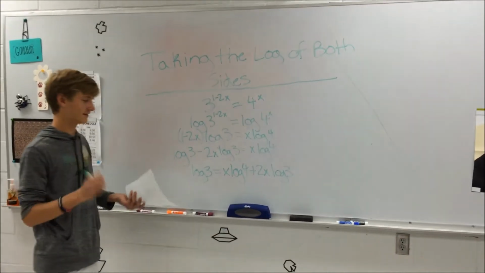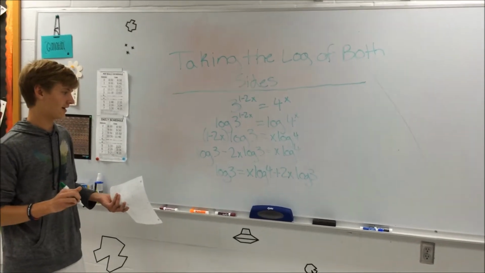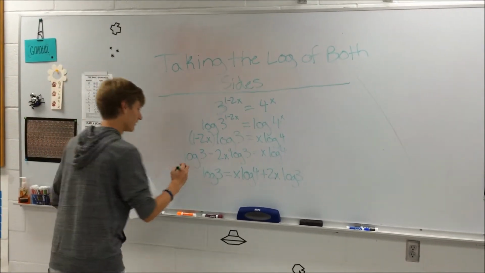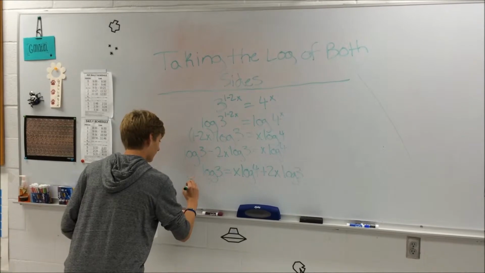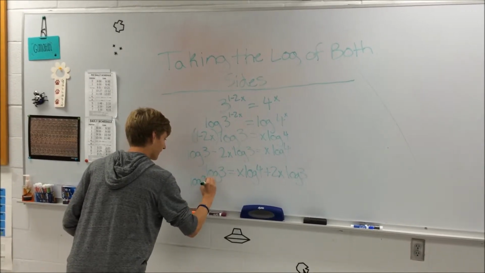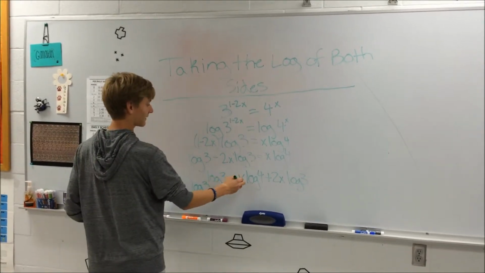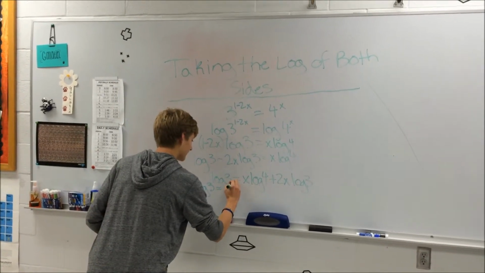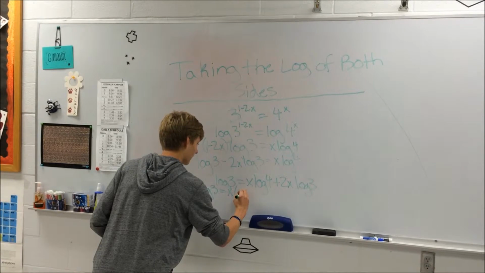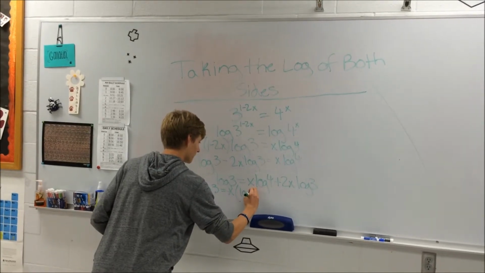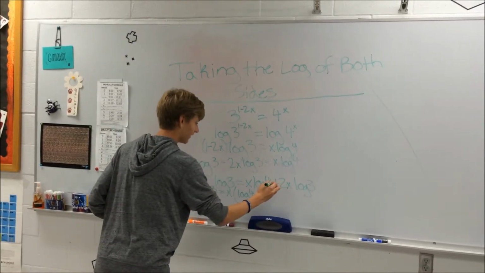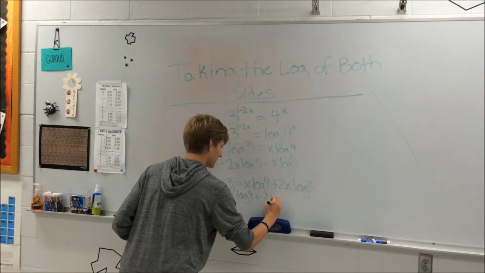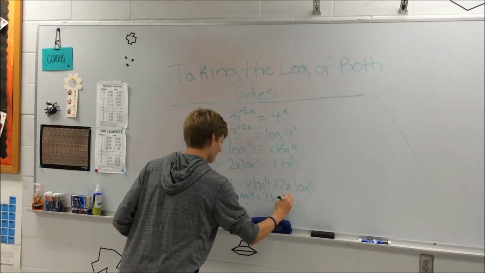So now that we have the x's isolated on one side, we want to factor them out. So log 3 will stay on this side, equals, and then we're going to factor an x out of both terms. So x times log 4, and the 2 is left, so 2 log 3.